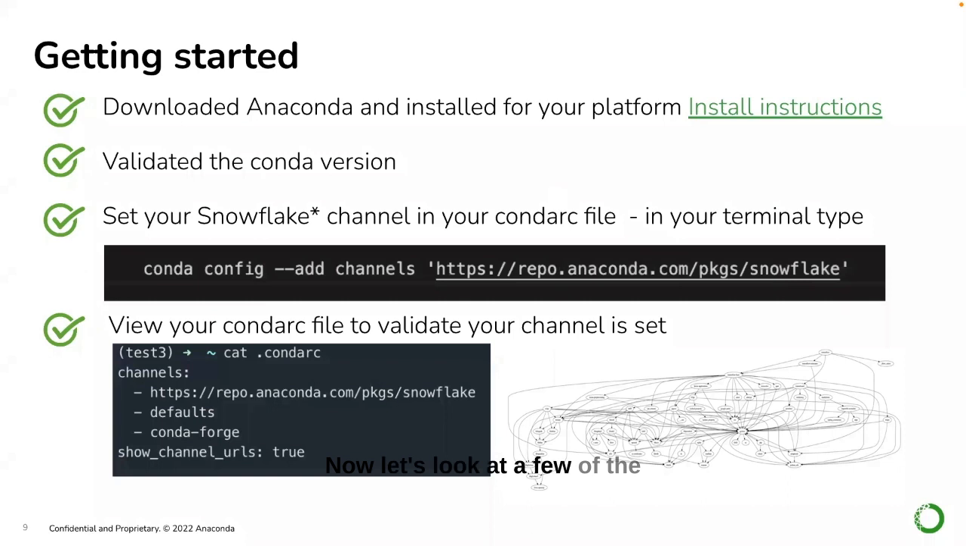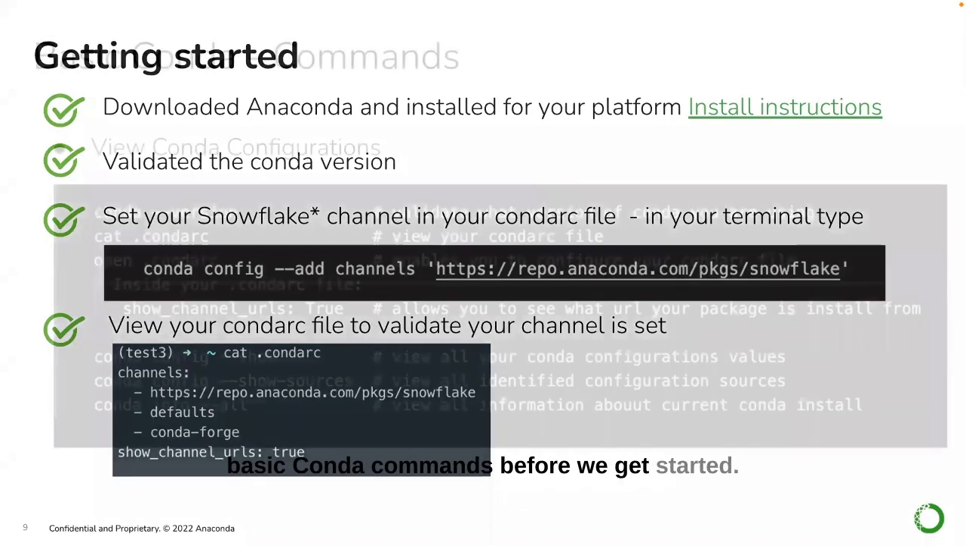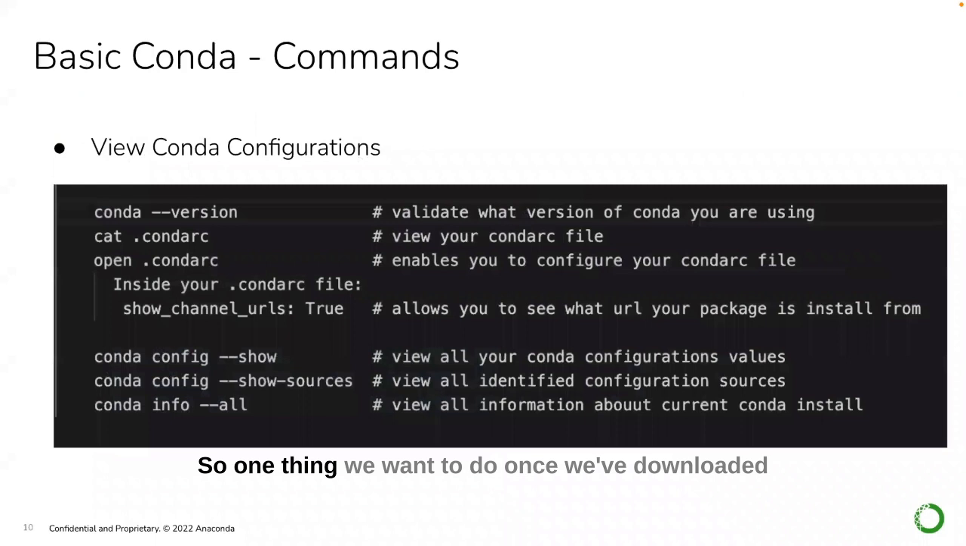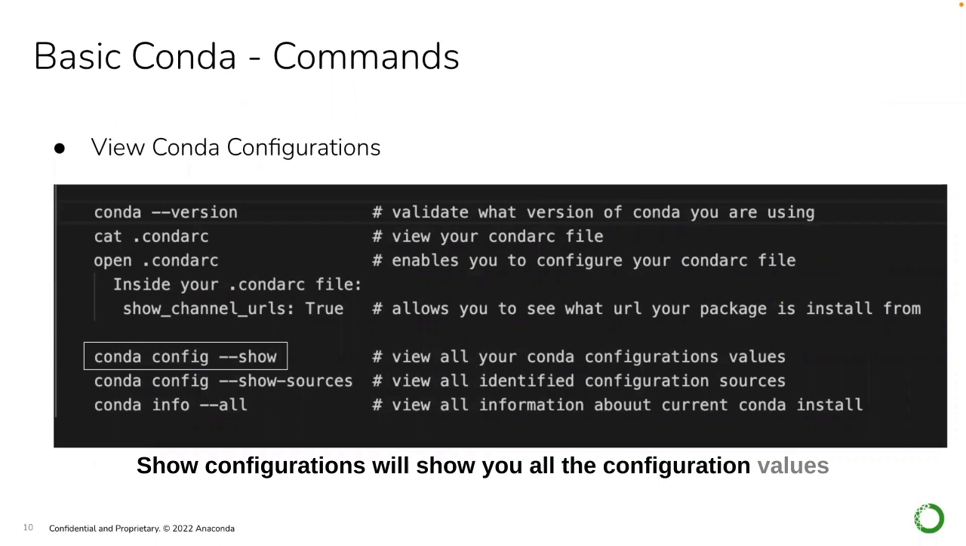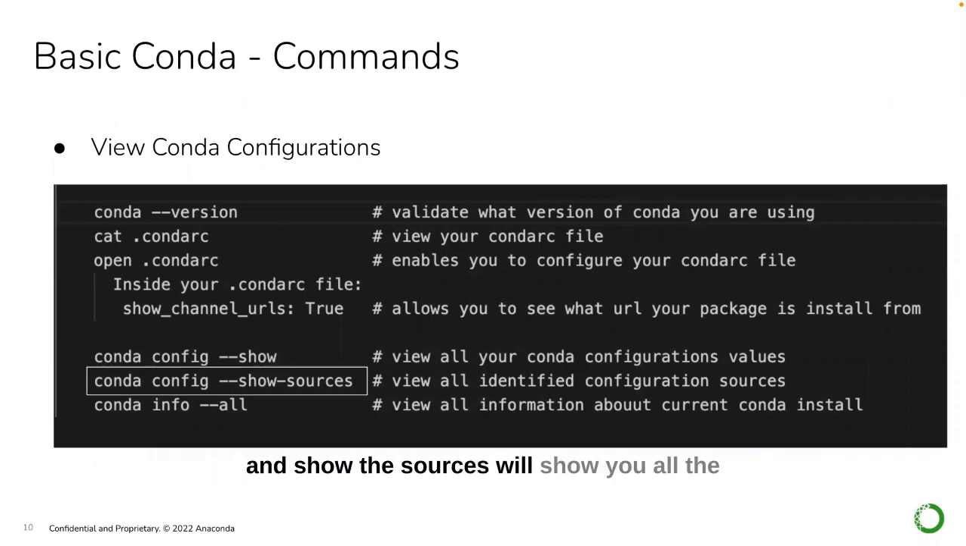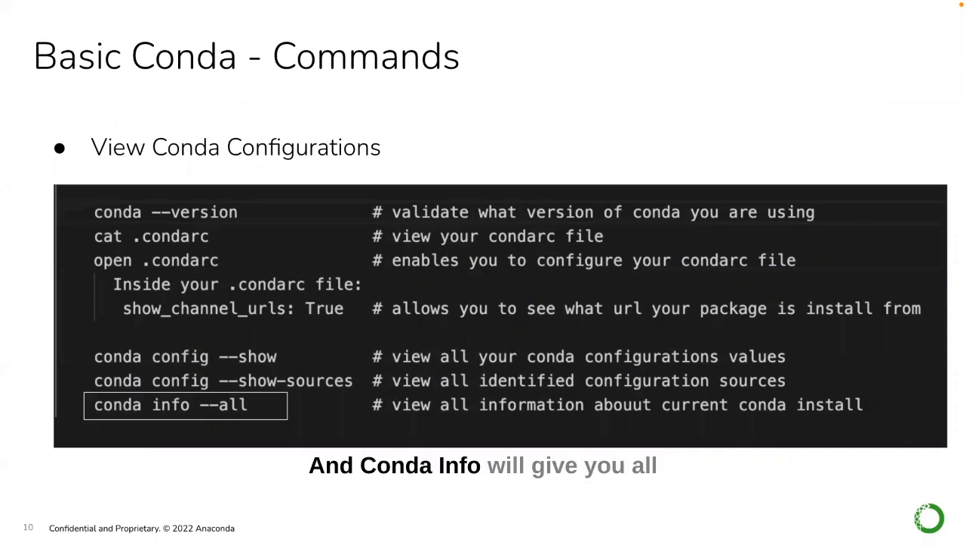Now let's look at a few of the basic Conda commands before we get started. Once we've downloaded Anaconda, we want to make sure we can look at the version of Conda that we have, and we can look at some of the configurations around Conda. The version will at least tell us the version that we're running today. Show configurations will show you all the configuration values, and show the sources will show you all the sources from those values and identify those sources. And Conda info will give you all the current information around your existing install.